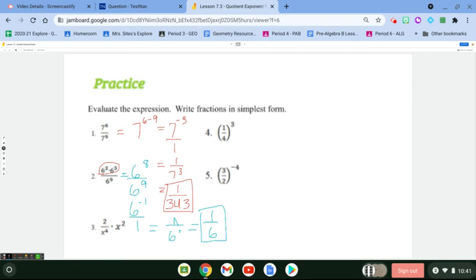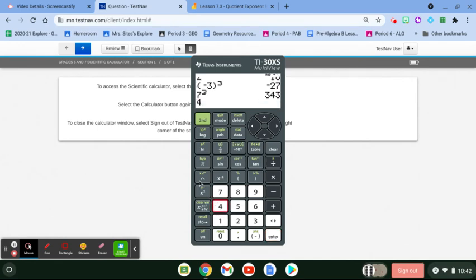Okay, for question number 4, hopefully you got that one. What you're going to do is you're going to take that power of 3 and raise it both to the numerator and denominator. So that's 1 to the third over 4 to the third. 3 copies of 1 is just 1, but 3 copies of 4, sorry, is 64. So final answer on question number 4 is 1 over 64.